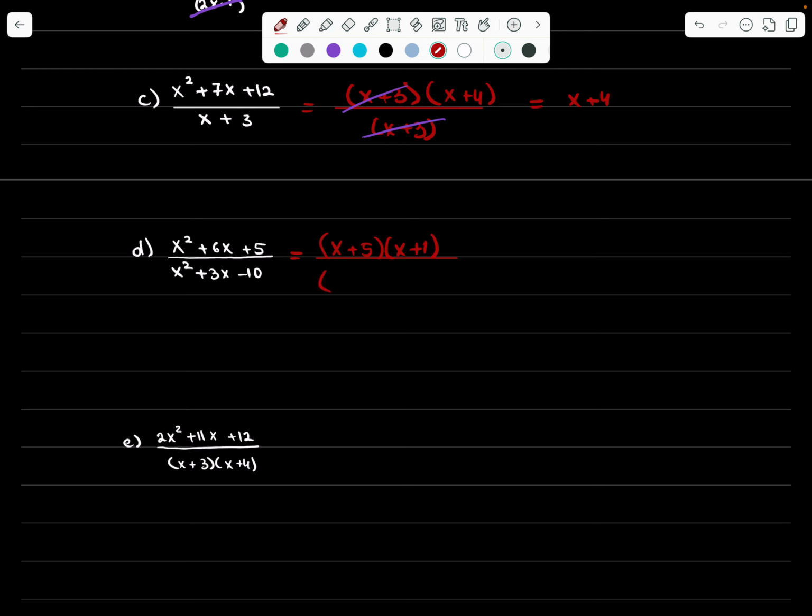And then I'm guessing that there will be x plus 5 on the denominator also, and there will be an x minus 2 as well. Remember, the product must be negative 10, you did this in IGCSE. The sum must be positive 3. 5 times negative 2 is negative 10. 5 plus negative 2 is 3. That's right. So then all you have to do is cancel the common factors, and you're going to have x plus 1 on the top and x minus 2 on the bottom.